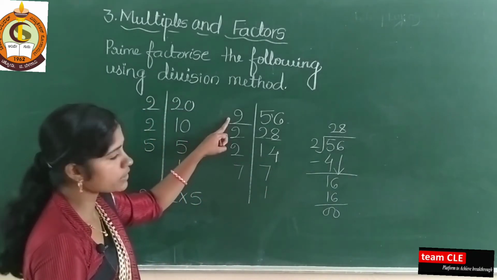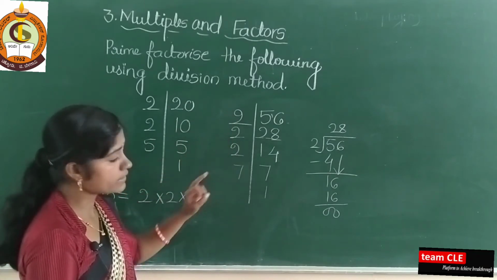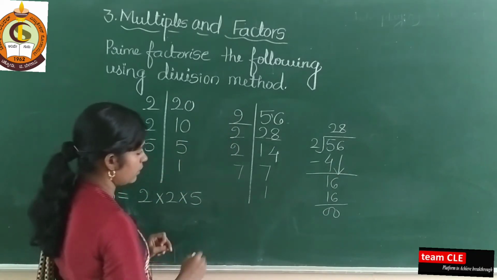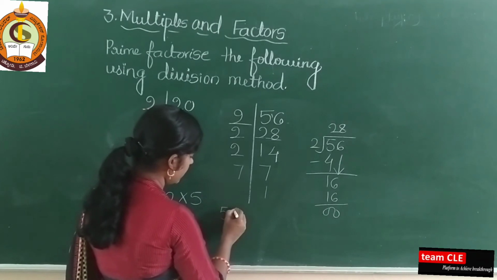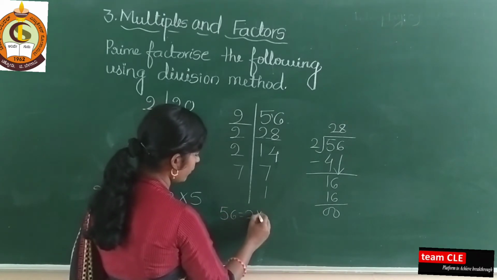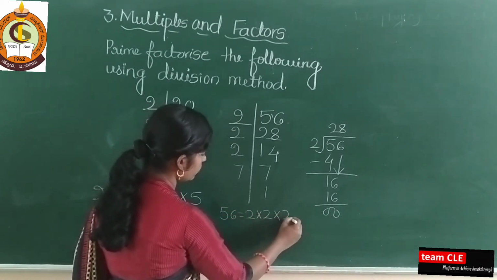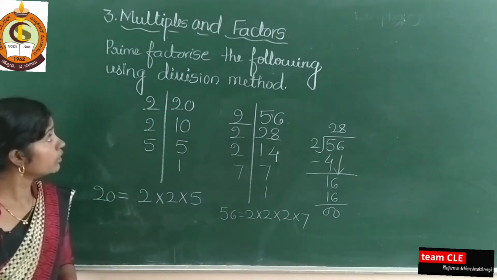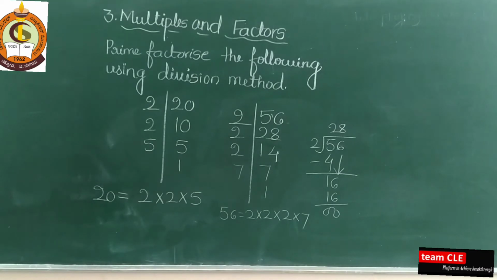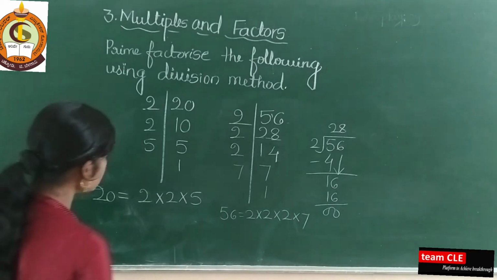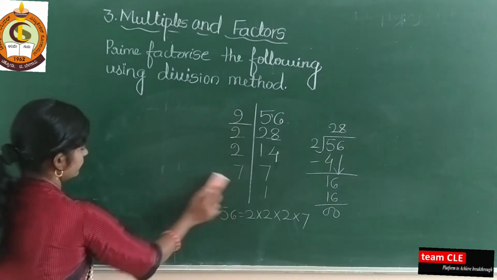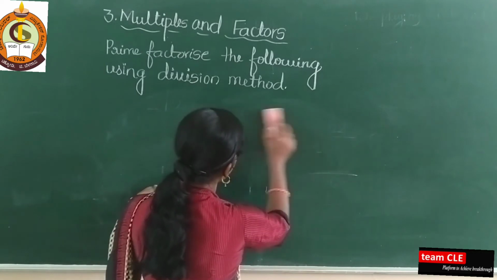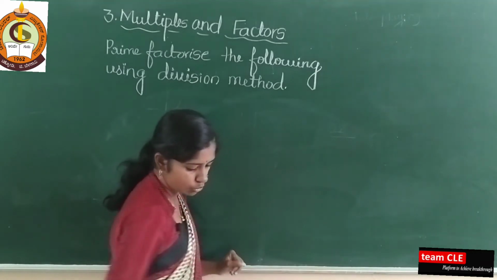So see here, 2 is also a prime number and 7 is also a prime number. So how to express this? 56 is equal to 2 into 2 into 2 into 7. Okay. So this type you have to prime factorize the numbers. So let us take a few more examples from your textbook. Dear students, for this you need more practice.